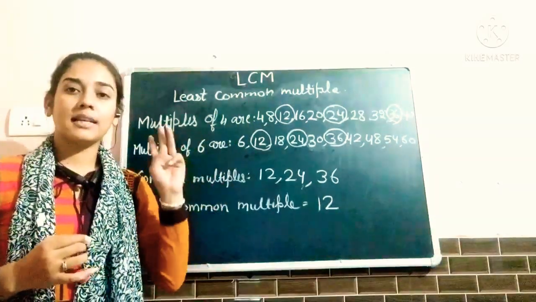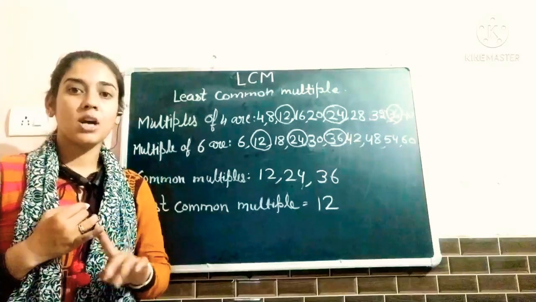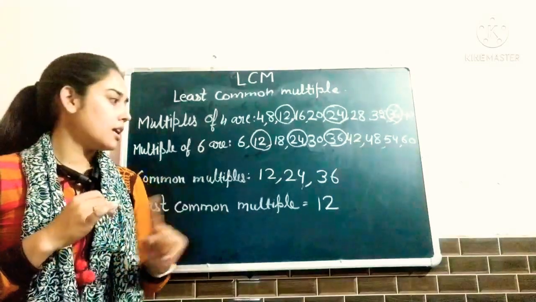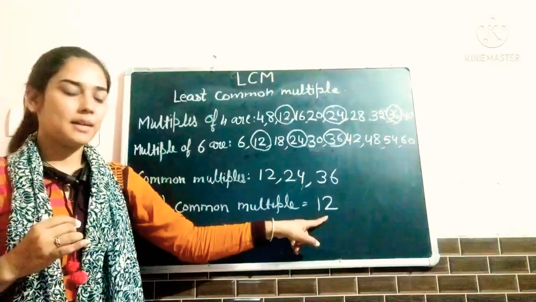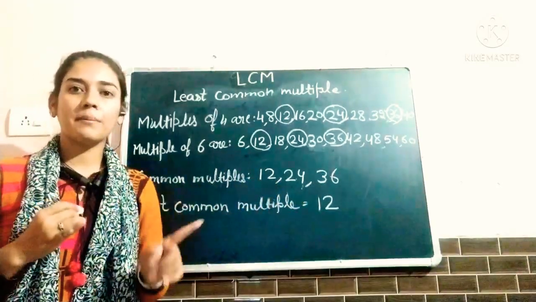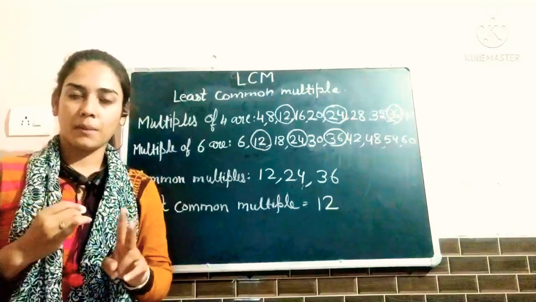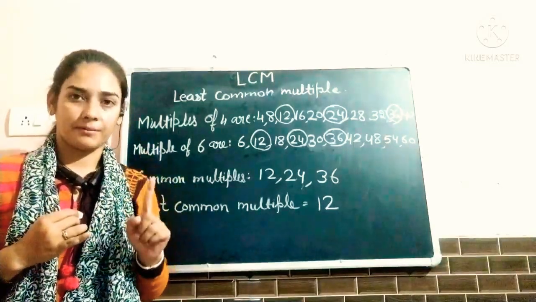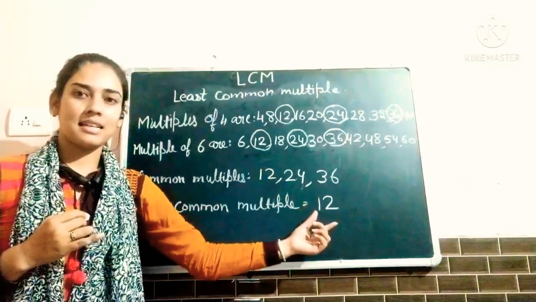Between two numbers, among three numbers, among four, only one least common multiple comes. Okay, so the least common multiple is 12. Many common multiples come between two numbers or among three numbers, but the least common multiple is only one. So 12 is the least common multiple.